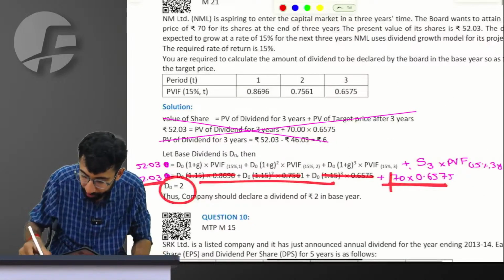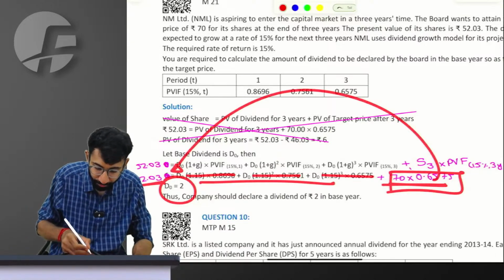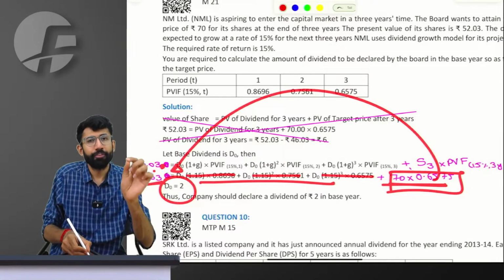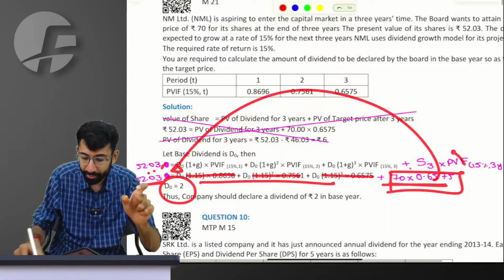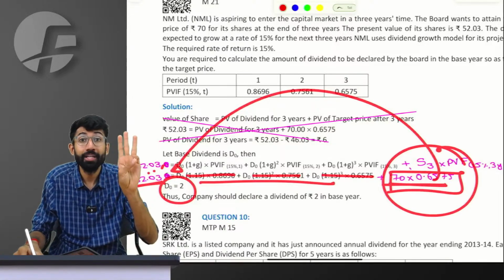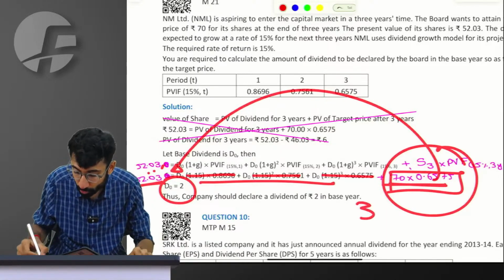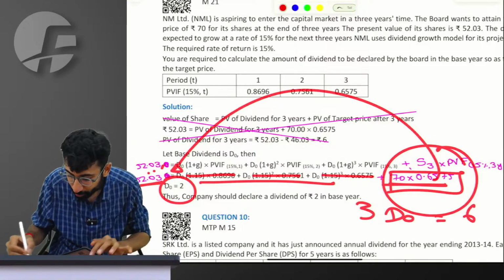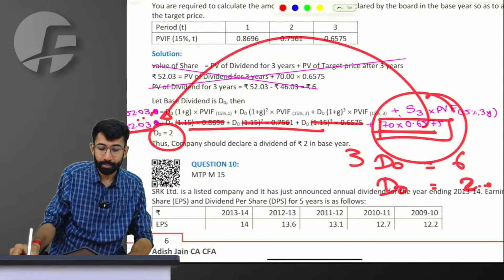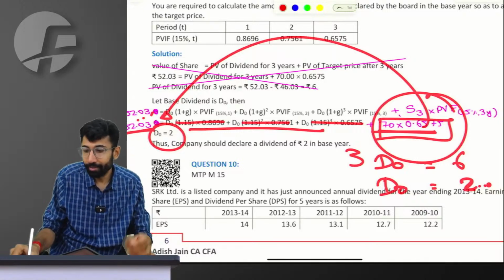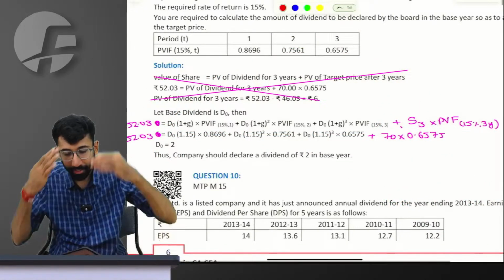Simply saying, this value here will go towards the left and will be deducted. So 52.03 minus this present value, 17 to something, this present value will be 3 times D0. So 3 times D0 will be equal to 6 and D0 will be equal to 2. Are you people getting 2 as the answer? If you get it, kindly confirm.